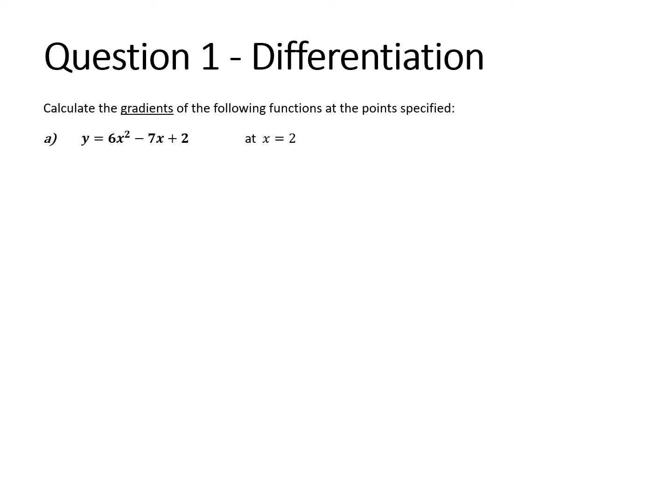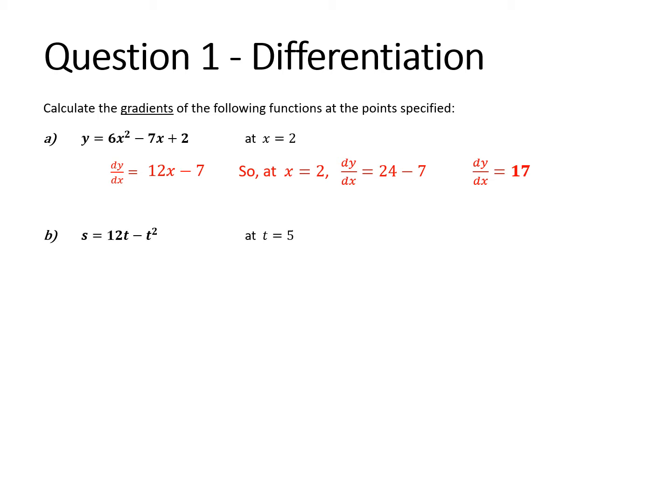Minus 7x just becomes minus 7, and the plus 2 just disappears. So our dy by dx is going to equal 12x minus 7. So that's the derivative, but the question did say calculate the actual gradient, so we now need to put a number in for x, and we know the number, we've been told that x is 2, so put 2 into that, so we get 12 times 2 and then take away 7, so it's 24, take away 7, which is 17. So the gradient of y equals 6x squared minus 7x plus 2 when x equals 2 is 17.